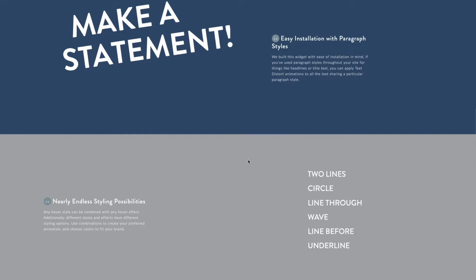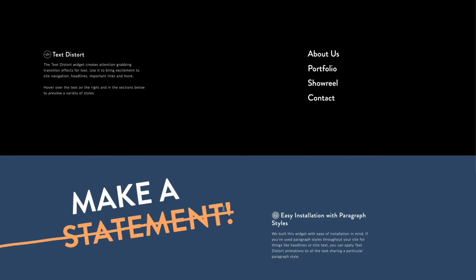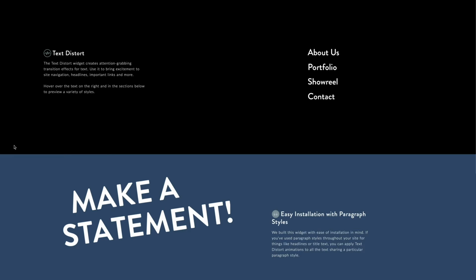This widget links up with a paragraph style, so it makes it easy to set up. Once we connect the widget to a paragraph style, it will apply the effect to all text using that paragraph style throughout the site or specific page. And if you're setting this up on an existing, already built site, this makes it quick and easy to get going.